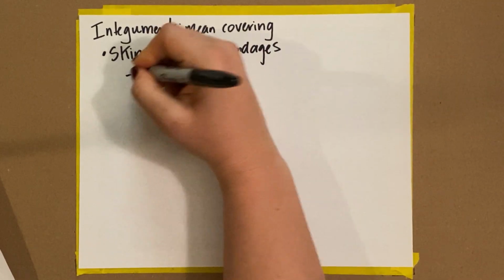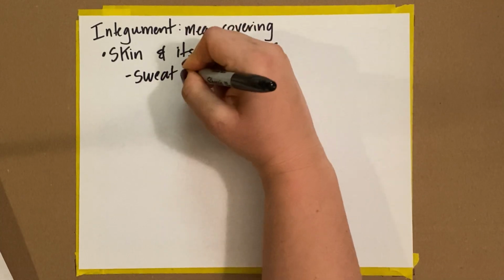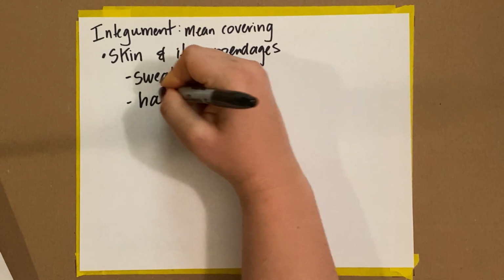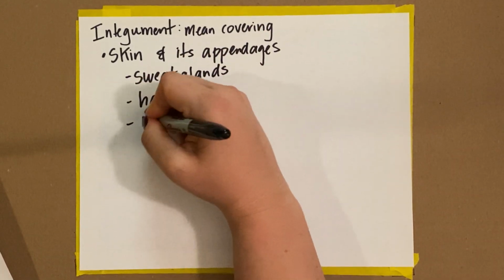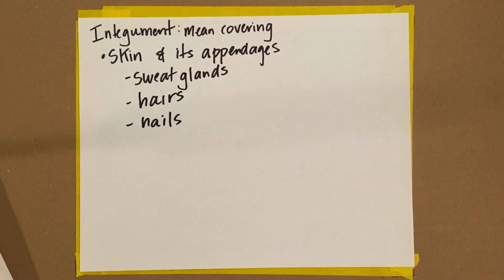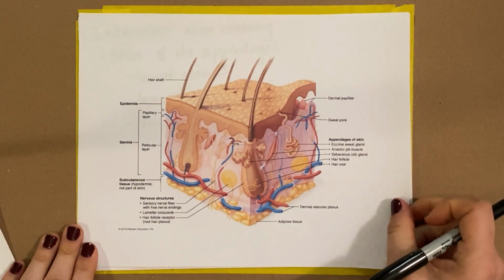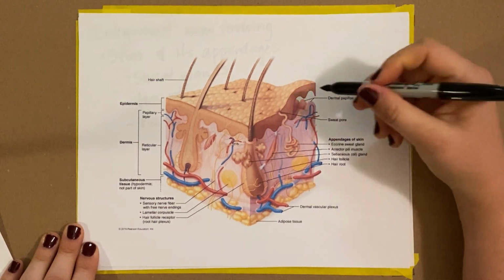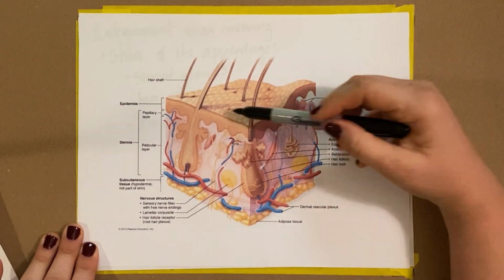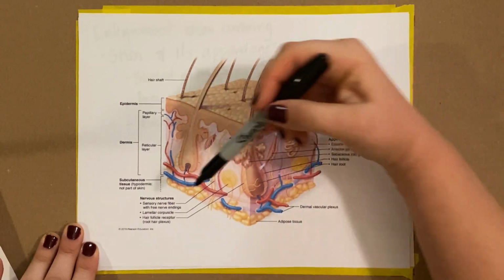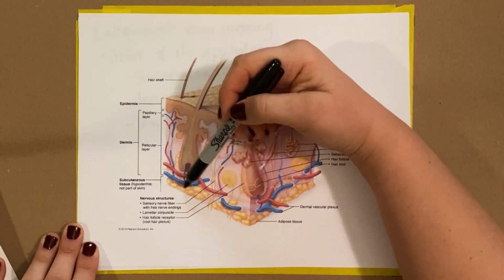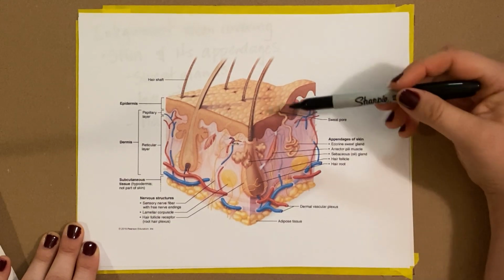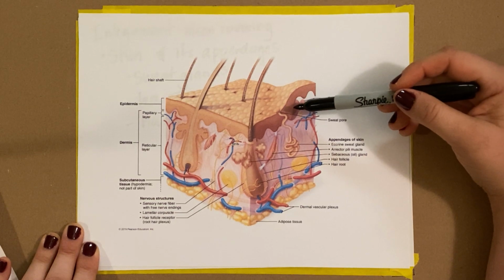Those are going to be things like sweat glands, hairs, and nails, things like that. Okay, and so here is a picture of the integument right here. So we're going to talk about the epidermis. We're going to talk about the dermis. We'll talk a little bit about the subcutaneous area. This is not part of the skin, but it's important to talk about because it's what the dermis and the epidermis sit on top of.